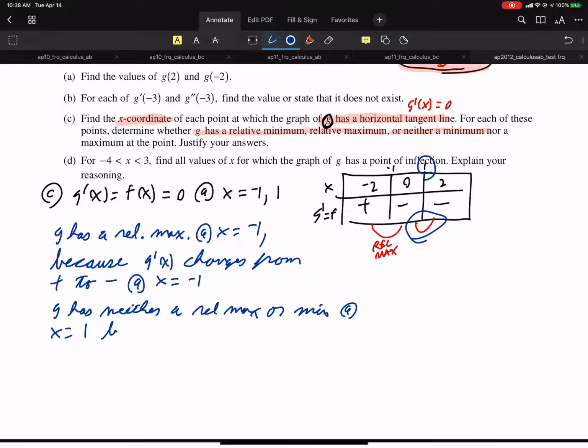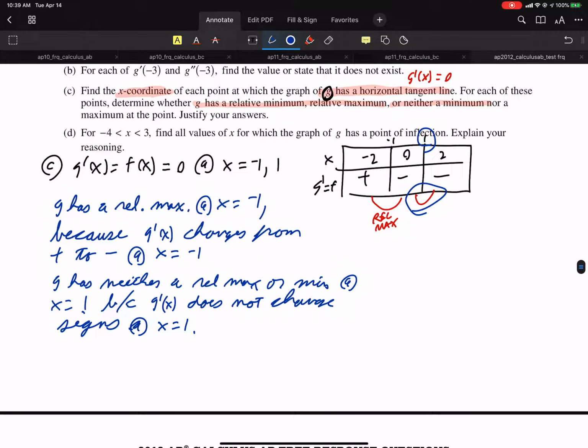And again, because G prime of x does not change signs at x equals 1. All right, last part.